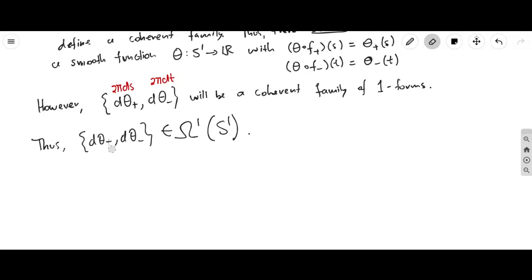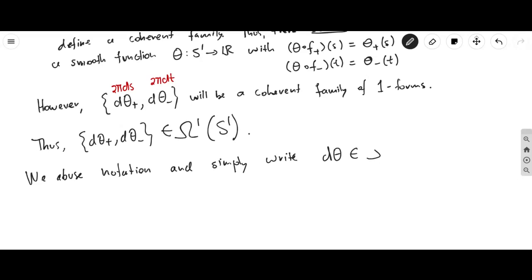You have to understand, it's a bit confusing because these functions, theta plus and theta minus, are technically not defined on the circle. They're defined on the charts, which get mapped into the circle. But you kind of bring everything back to the charts. So we abuse notation and simply write d theta is an element, it's a one form on the circle. Now, the reason why we're abusing notation is because if you want to be very precise about this, strictly speaking, theta from the circle, theta does not even exist.